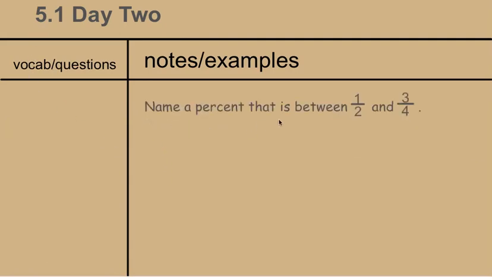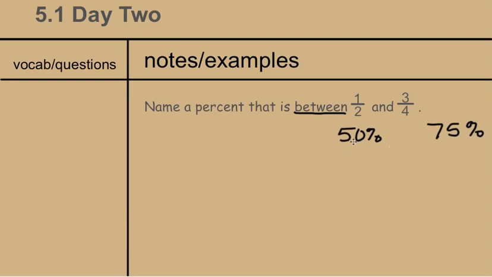All right, name a percent that is in between 1/2 and 3/4. So I have a fraction here and a fraction here. This kind of goes back to the other day. These are two very easy fractions. Hopefully you know that 1/2 is the same as 50%. And think about money. 3 out of 4. There are 4 quarters that go into a dollar, and if I have 3 of them, I have 75%.